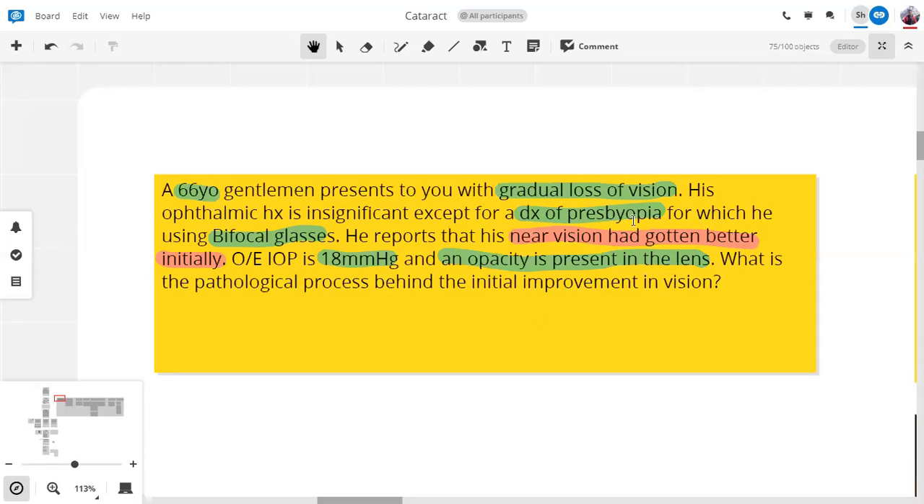Now, presbyopia means a loss of accommodation or inability to accommodate. So a presbyopic person's lens cannot accommodate, so he will have hypermetropia in near vision. So it's a near vision ka issue hoga. So when he reports that his near vision has improved, it means that the power of the lens has increased. And we saw from last time that it is an initial feature of nuclear sclerosis. So the pathological process behind the initial improvement in vision is nuclear sclerosis. That is the answer to this question.